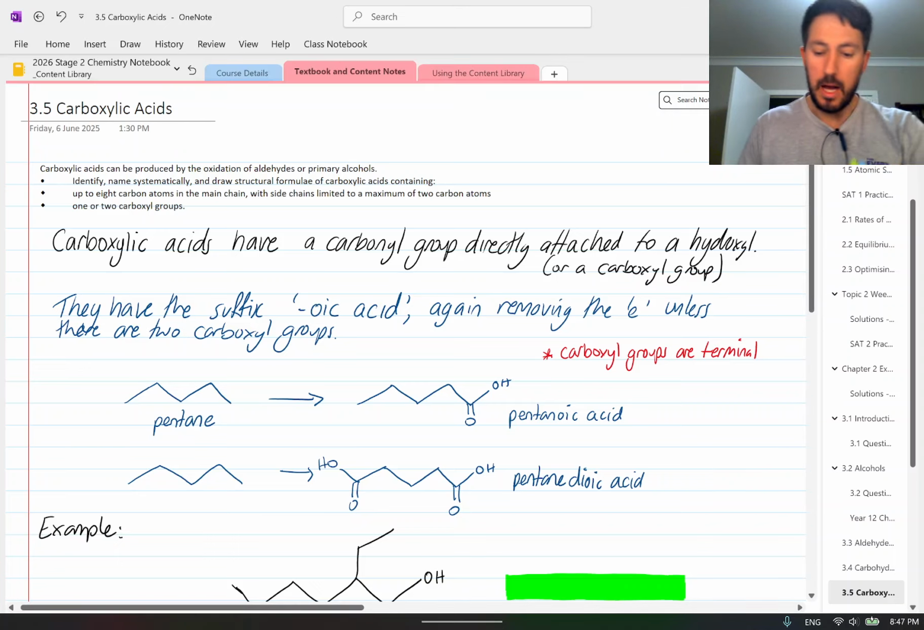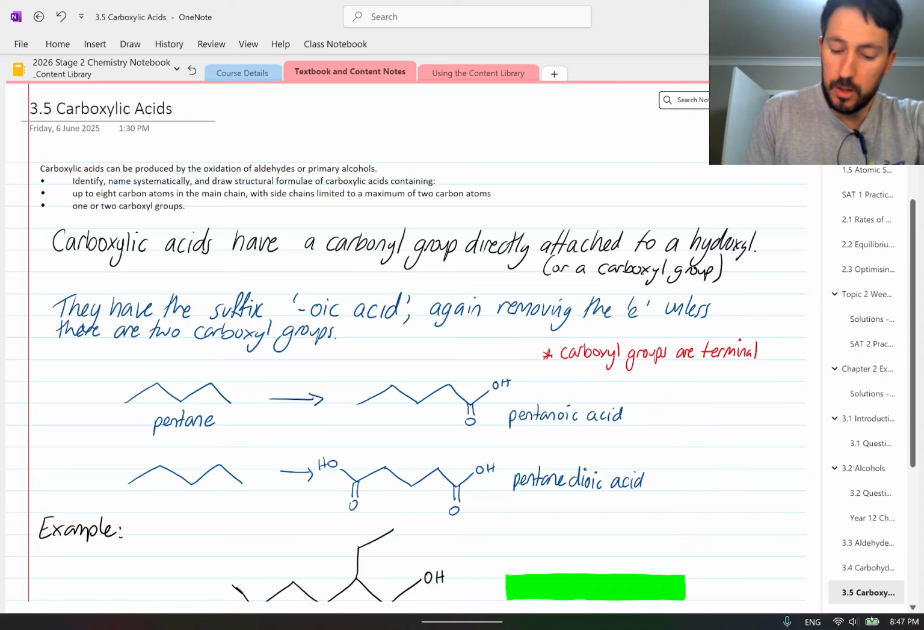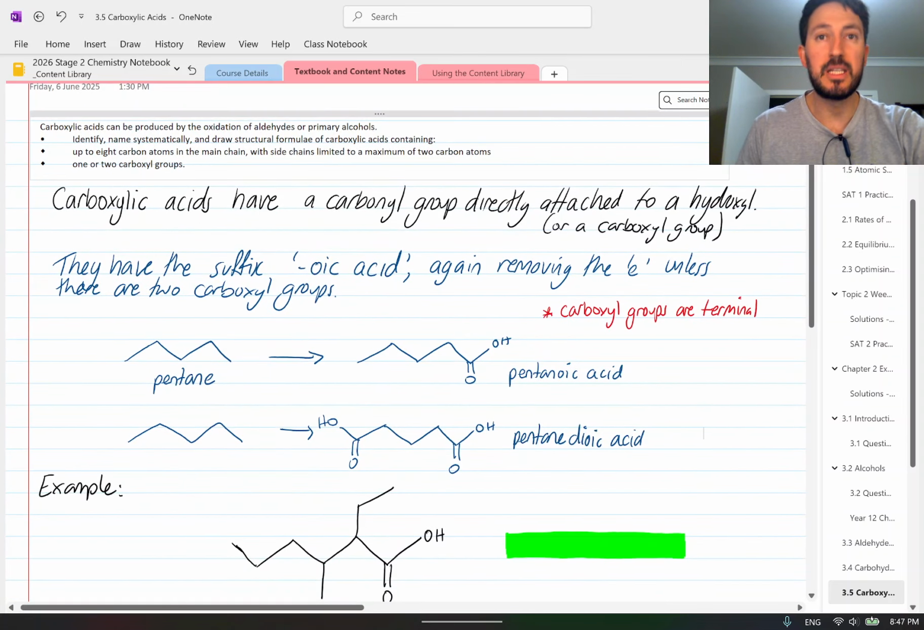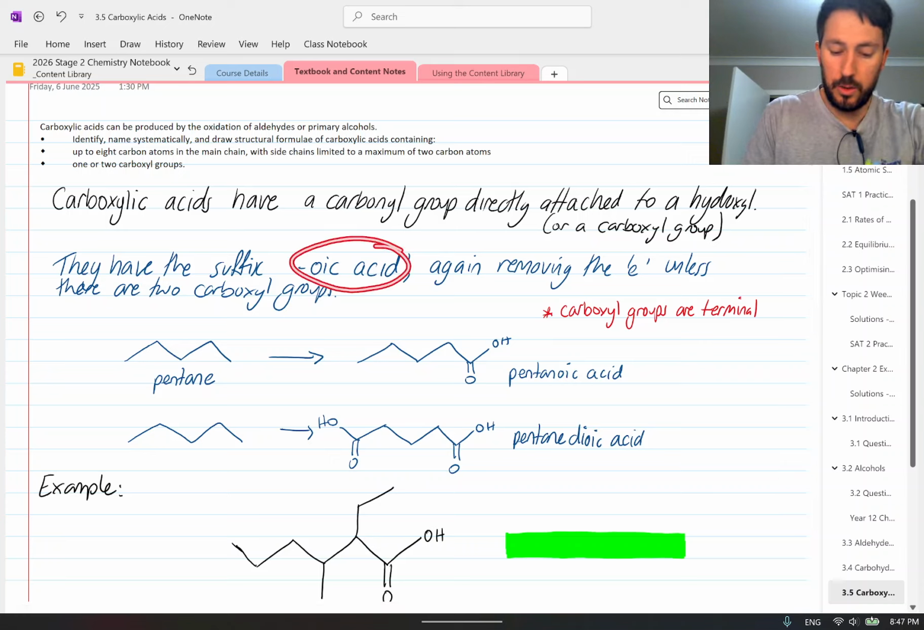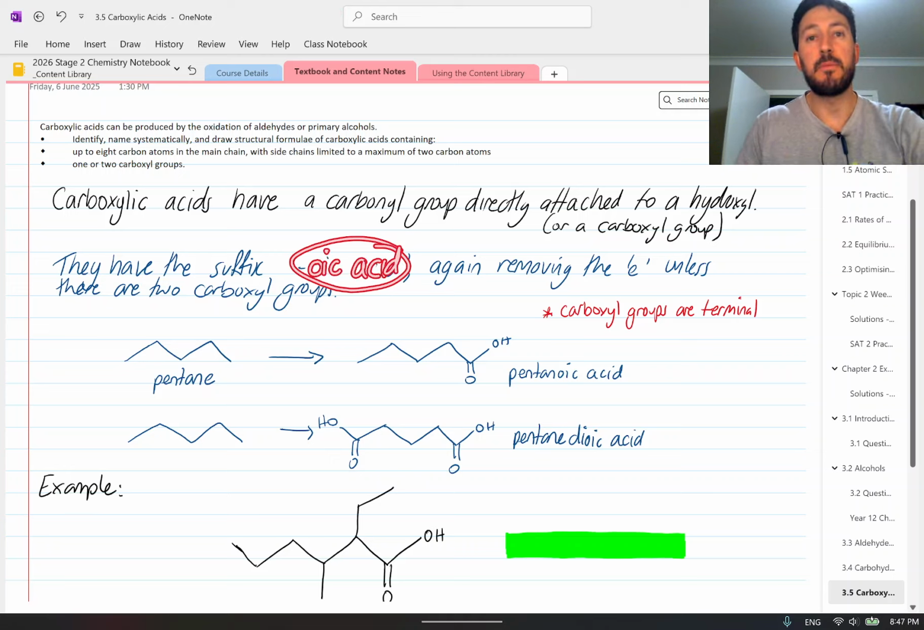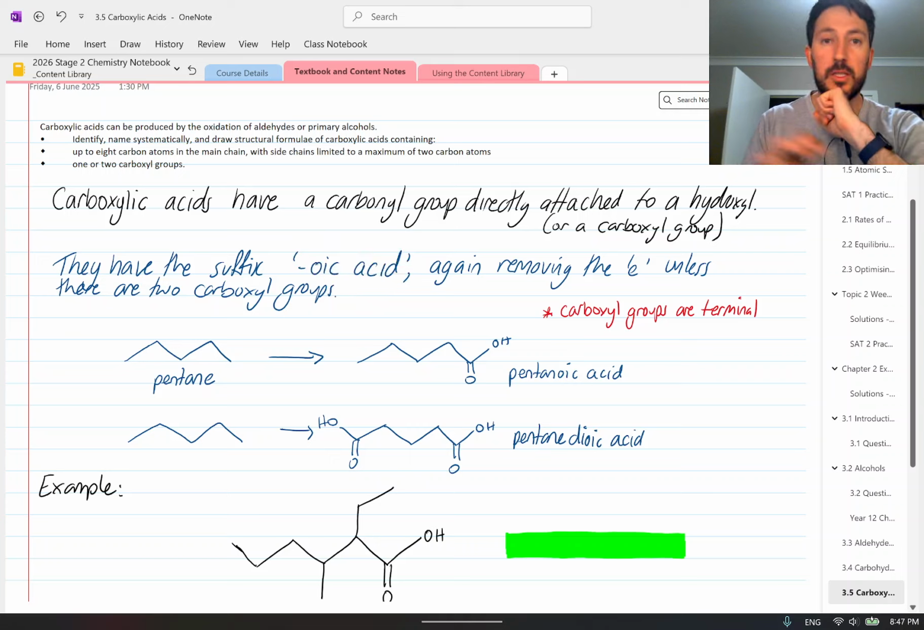So to begin, you can identify a carboxylic acid by noticing that we have a carbonyl group, which is our C=O, directly attached to a hydroxyl group, so our OH group. Now, when it comes to naming them, the suffix is "oic acid", so you put oic acid after the base name of the longest chain, similar to our other naming systems from the previous chapters.